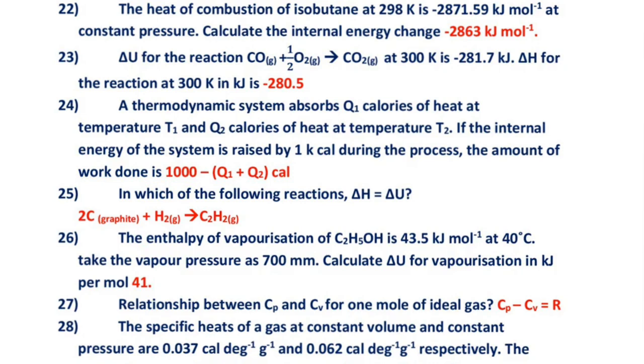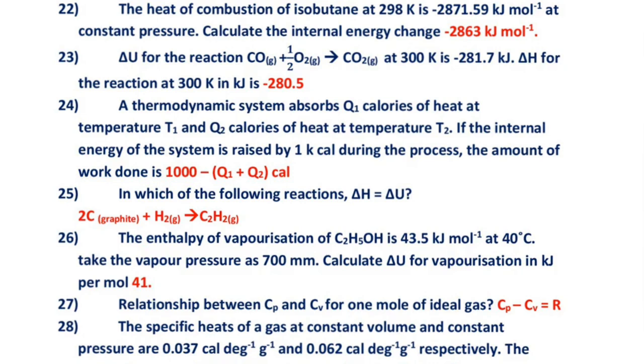A thermodynamic system absorbs Q1 calories of heat at temperature T1 and Q2 calories of heat at temperature T2. If the internal energy of the system is raised by 1 kilocalorie during the process, the amount of work done is 1000 minus Q1 plus Q2 calorie. In which of the following reactions is delta H equal to delta U? 2C plus H2 gives C2H2.